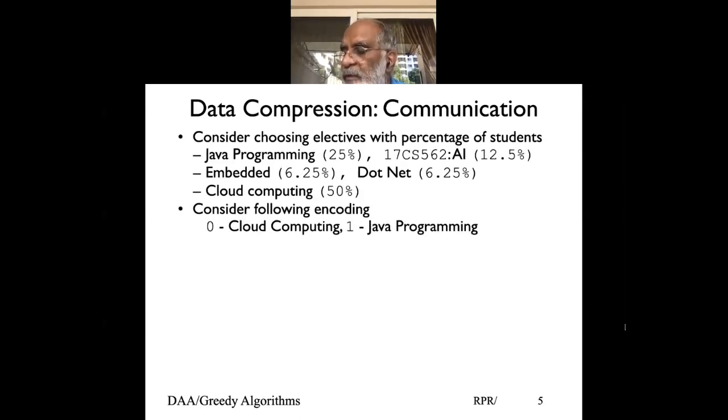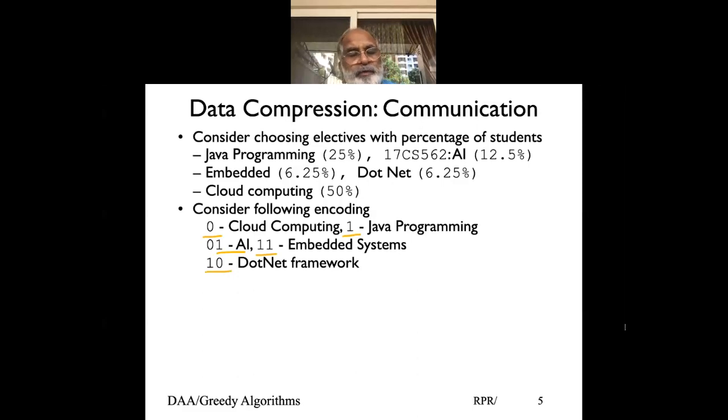And let's say we give single bit 0 to cloud computing and 1 to Java programming. And then we can say 0, 1 to AI, 1, 1 to embedded systems, and we can say 1, 0 to .NET framework.